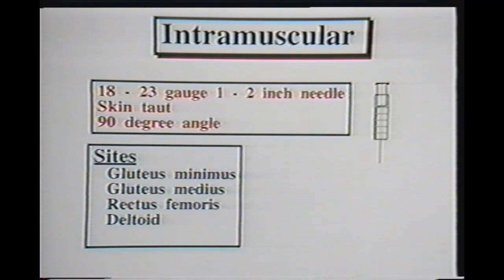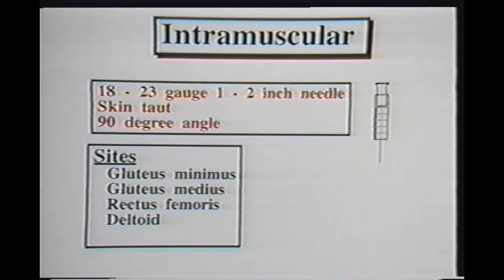The 23 gauge needle makes a smaller hole. The needle will be 1 to 2 inches long depending upon the size of the patient. Now what determines the needle of choice is going to be the medication to be administered and the size of the patient and the site of administration. So if you have a very thick, viscous medication, you're probably going to use a 21, 20 gauge needle, possibly a 19 gauge needle. If you have a very thin medication and it's a small patient, you might well use a 23 gauge needle.